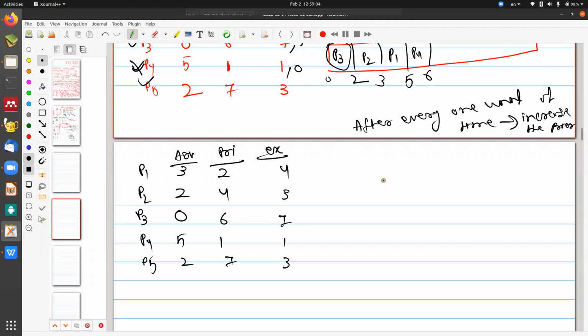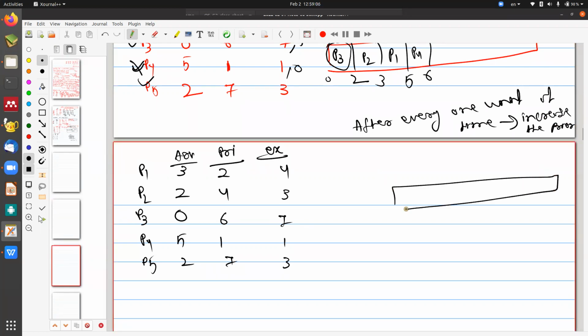Then first, who has come? Just look at it. First P3 has arrived, so P3 enters and executes till the next arrival. The next arrival is at 2 o'clock, so 0 to 2. Nobody else was there. While it executed, now who has entered? P2 has entered because P2 and P5 arrived, and P2 has a higher priority than this one, so he will get a chance.